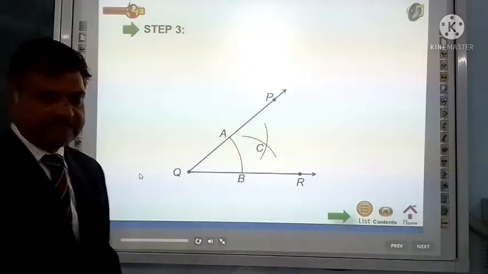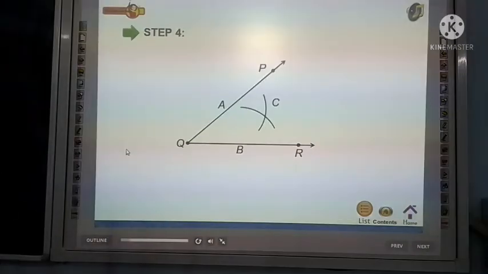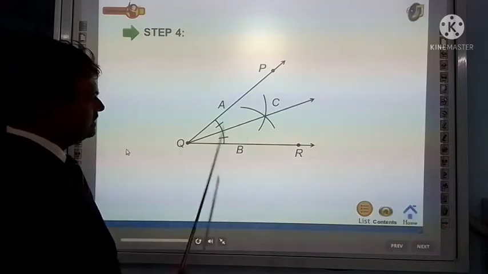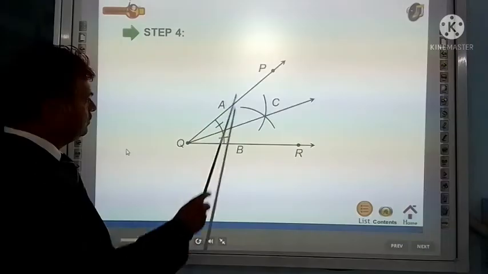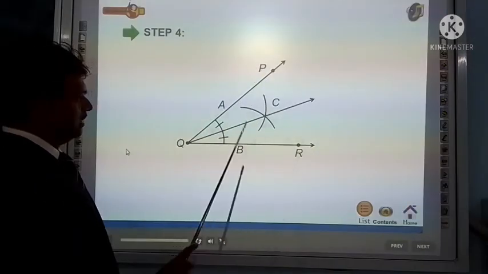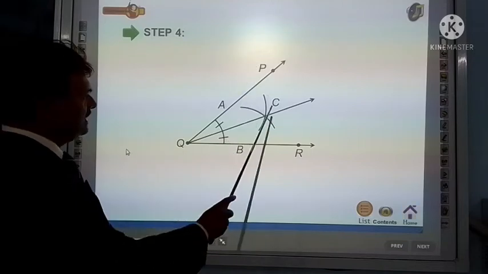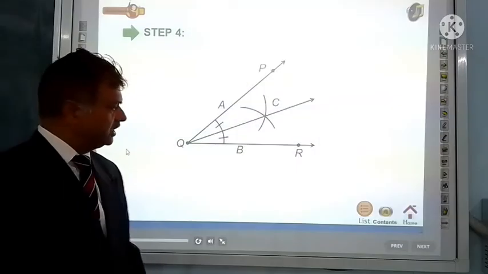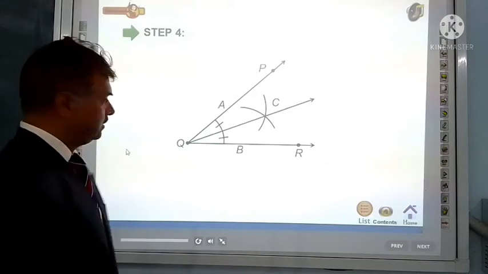Join Q to C. Draw a ray joining QC. Now, ray QC is the required bisector of the angle PQR. QC is the bisector of this angle PQR. So PQC and CQR are equal.